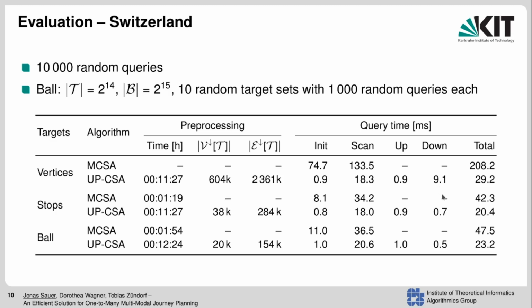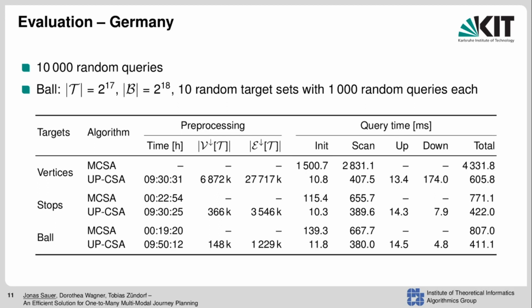For the stop and ball configurations, we see that the running time is dominated by the scanning phase, which is about 90% of the running time for the stop configuration, and the total running time is about a factor of 2 smaller than for MCSA. We observe similar results on the Germany network. We have a reduction of about a factor of 7 for the vertex set and a factor of about 2 for the stop and ball sets.